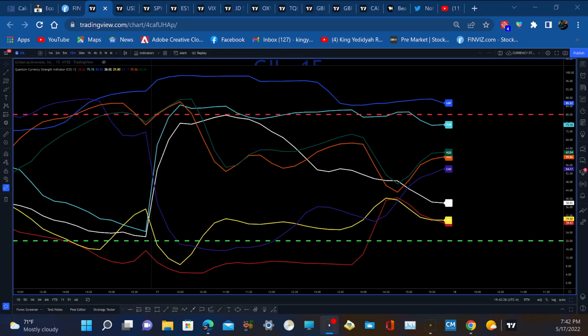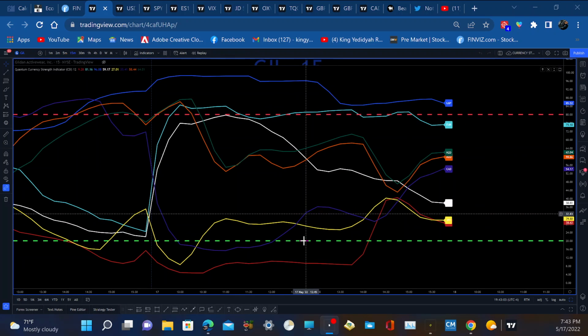So this is the Quantum Currency Strength indicator. This is from Anna Coulling. You may have heard of Anna Coulling. She has this book called Volume Price Analysis, and she has her own website where she creates indicators and provides forex training. So y'all could go check her out, Anna Coulling on YouTube, or Quantum Trading on YouTube.